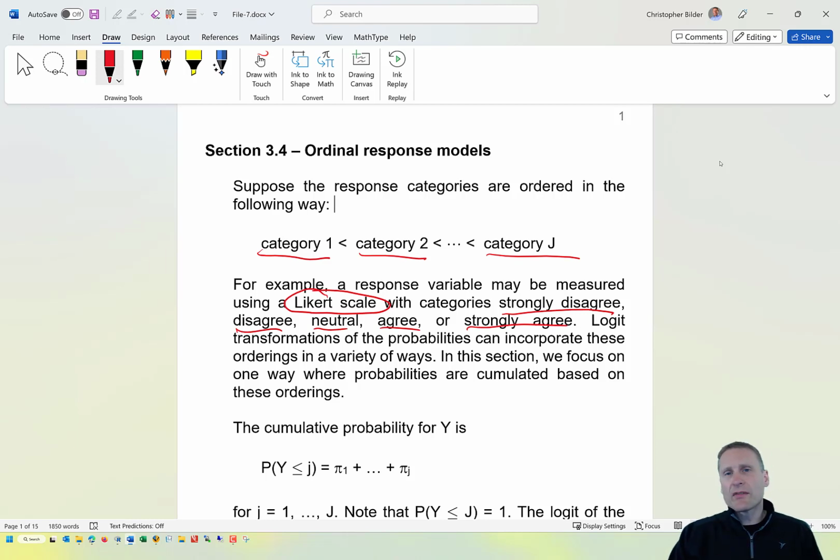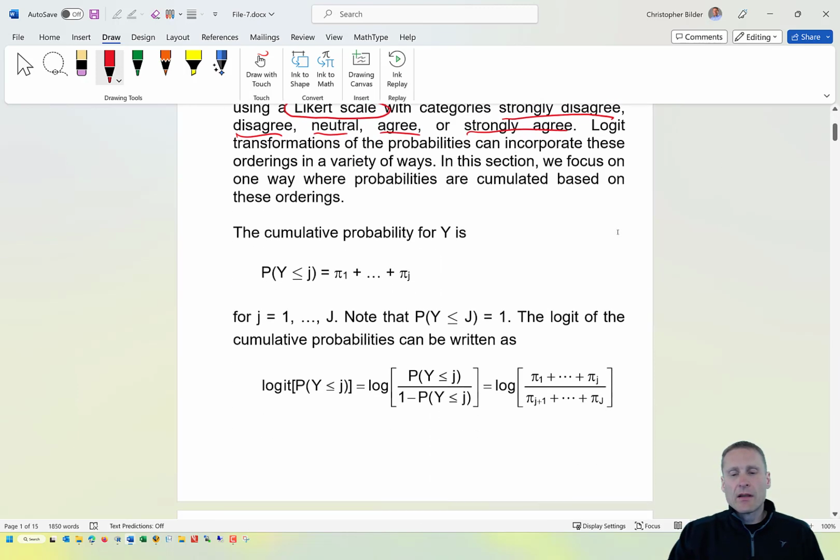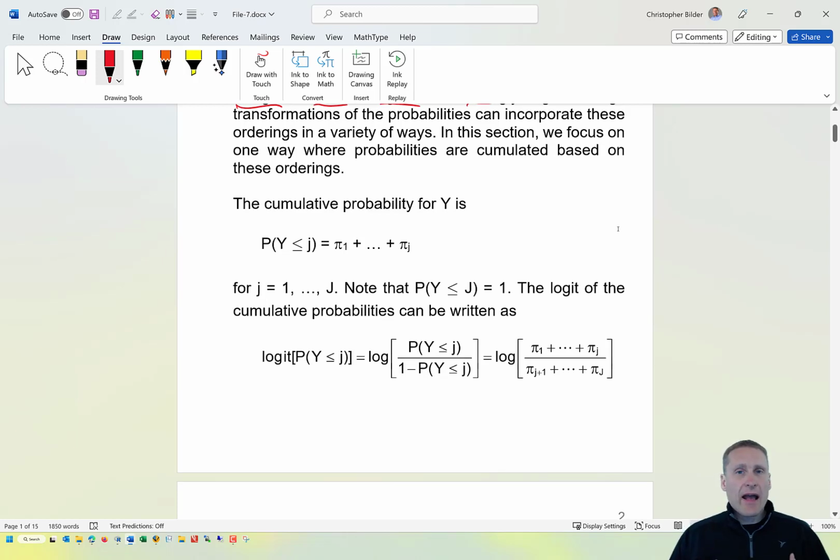And so the purpose of this section is to talk about how one can take into account these ordered categories in our response. And the number one way to think about how we can do that is that we're going to be focusing on modeling the cumulative probability for our response variable. So we're going to look at the probability y is less than or equal to j.